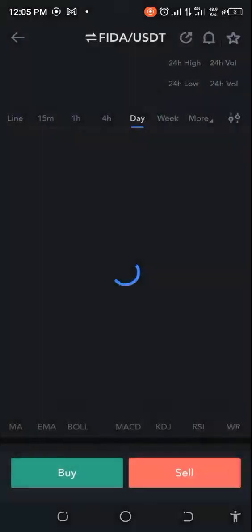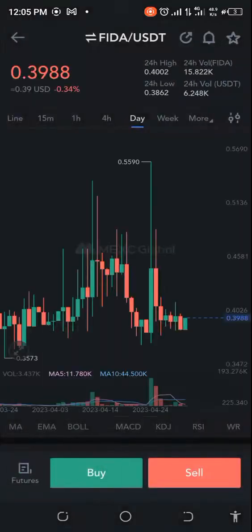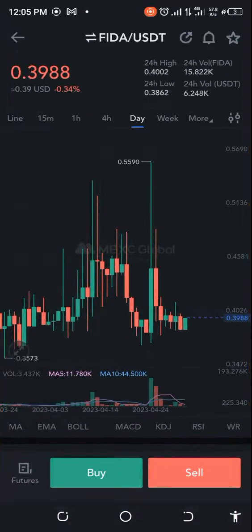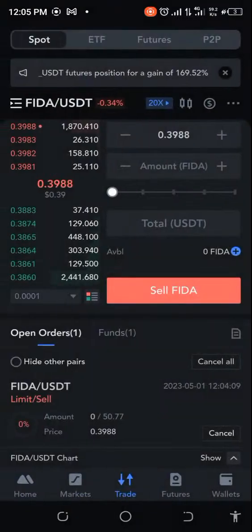So let me just check what's going on in the chart. Okay? So the price currently is 39.88. But if the price goes higher, then that means there will be more people willing to buy at a higher price. So this may just be a slight waiting game. Let's wait and see how this goes, and I'll be back to give you the results.